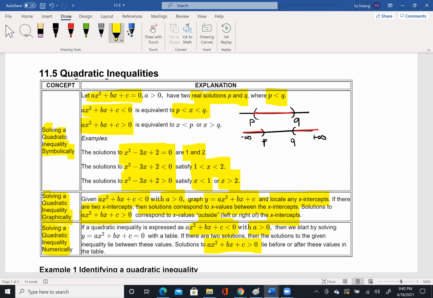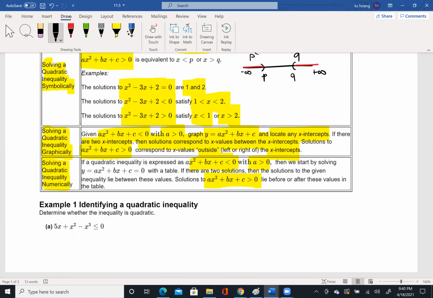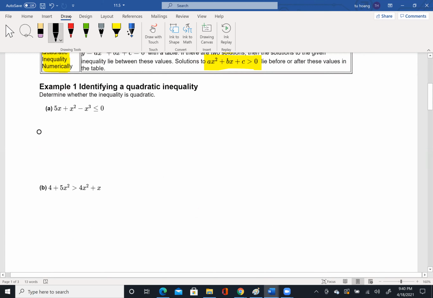So now let's move down to see if we have some problems to work on. Okay, so we have example number 1 in here. We're gonna identify a quadratic inequality. In column A, we have 5x plus x squared minus x cubed less than or equal to 0.